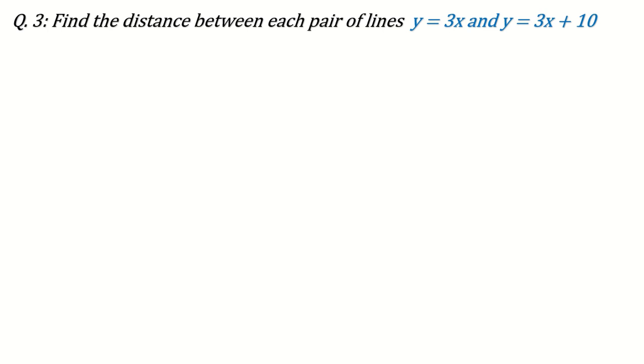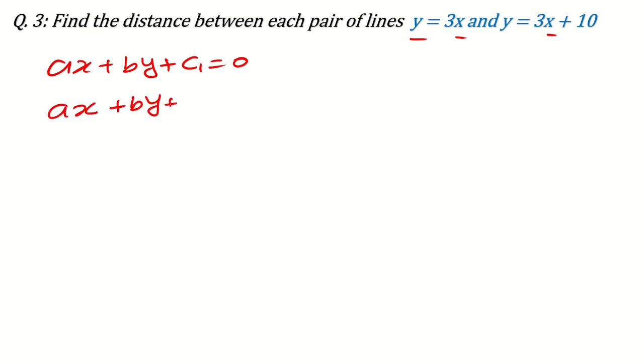Okay. Now, another can be, now see, this is of two variables, x and y, both are here. So first of all, you try to understand the formula for this. What's the formula here? The formula is, if a line is ax plus by plus c1 is equal to 0, and another equation of the line is ax plus by plus c2 is equal to 0.